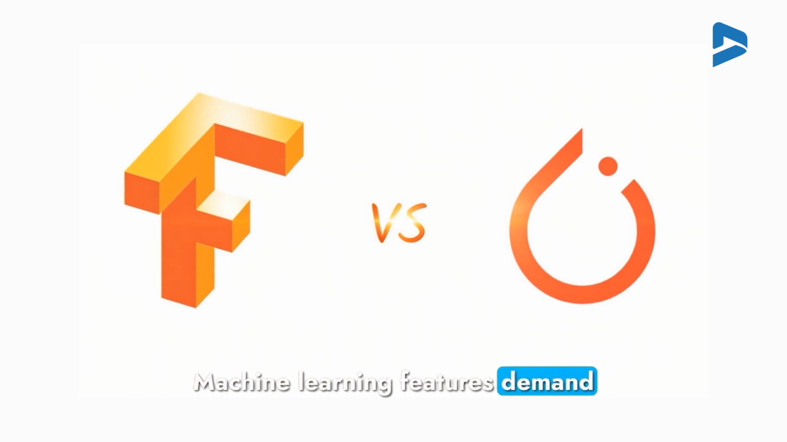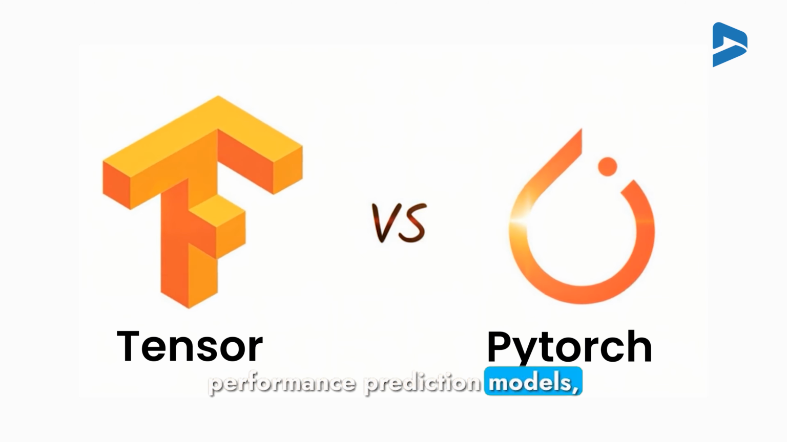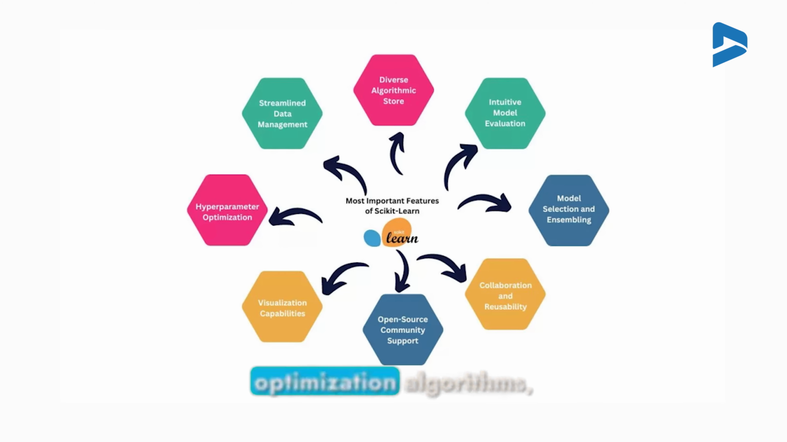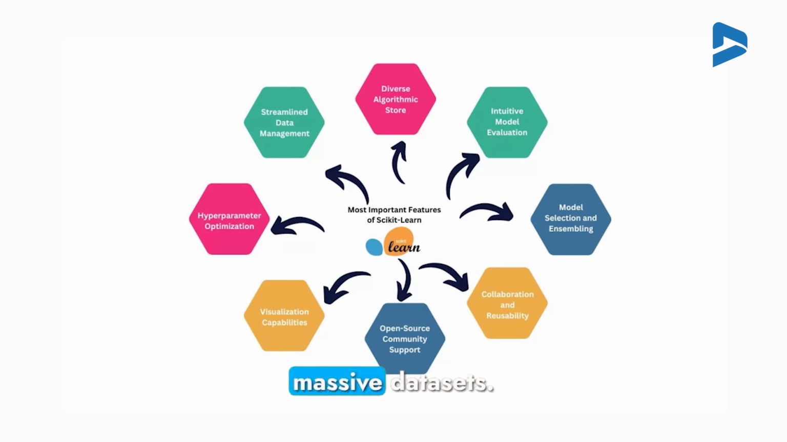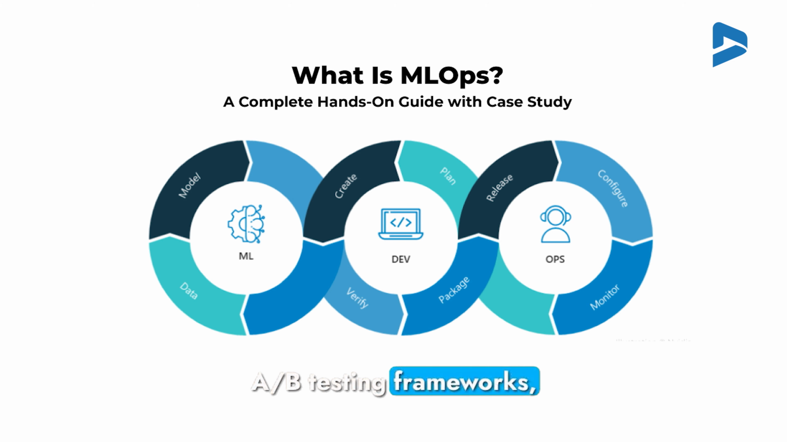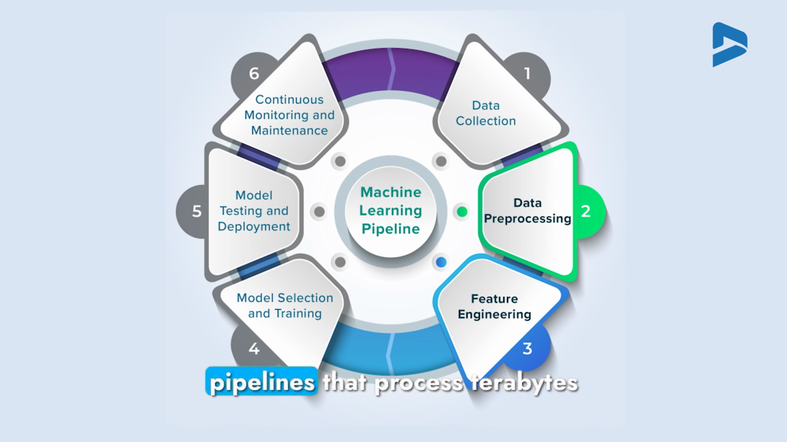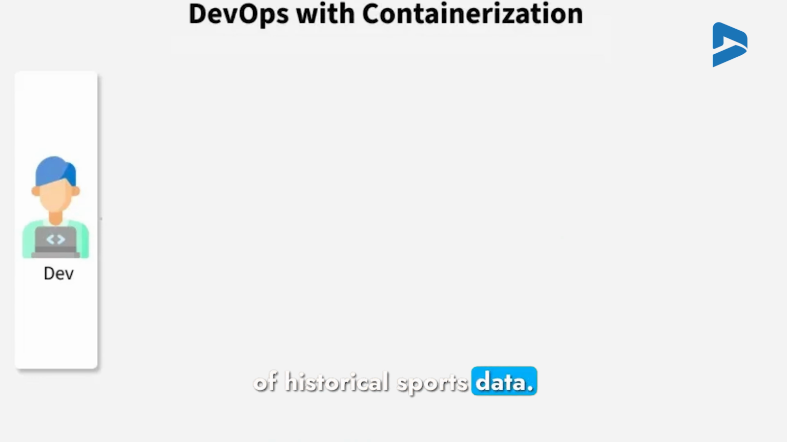Machine learning features demand TensorFlow or PyTorch for player performance prediction models, scikit-learn for lineup optimization algorithms, and Apache Spark for processing massive datasets. You'll need MLOps pipelines for model training, A/B testing frameworks, and feature engineering pipelines that process terabytes of historical sports data.